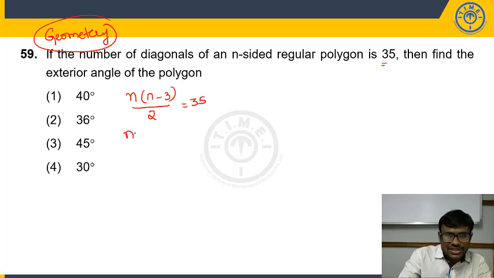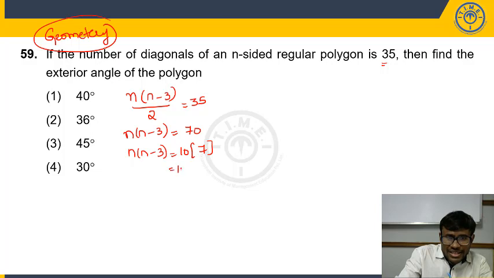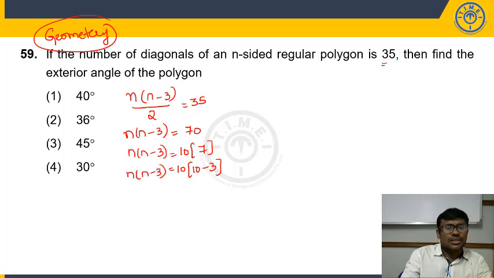So it is n into (n minus 3) is equal to 35 into 2. That is 70. So clearly n into (n minus 3) is there, and 70 I can write as 10 into 7. So that is 10 into (10 minus 3). So n into (n minus 3) is equal to 10 into (10 minus 3). So obviously the value of n has to be 10.